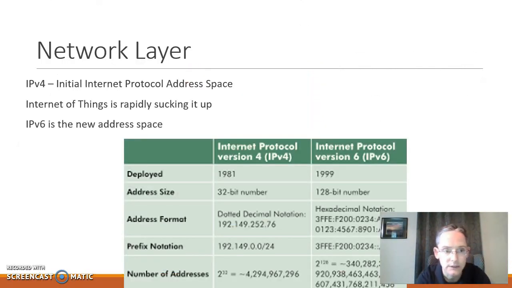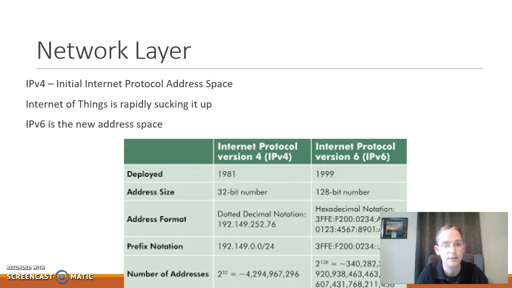Network layer then is important to know because there's two main address mechanisms we've got. We've got IPv4, which is the typical Internet Protocol address space, which was great, right? Internet Protocol went great until everyone started putting IP addresses on things like refrigerators and phones, and everything in the world has an IP address because of the Internet of Things, right? So everything can talk to each other. That meant we sucked up all the address space. So we had to come up with IPv6.